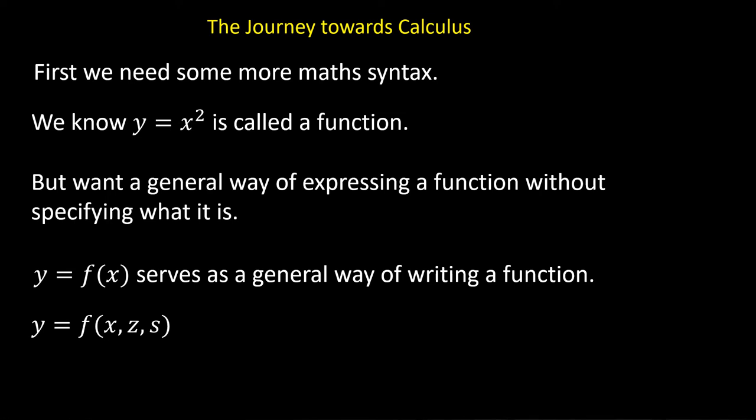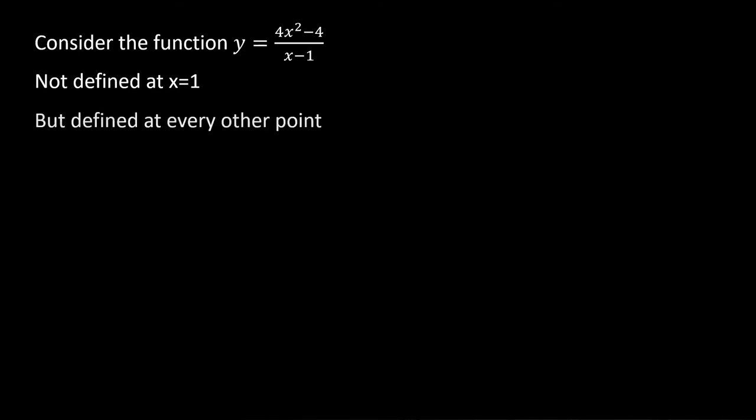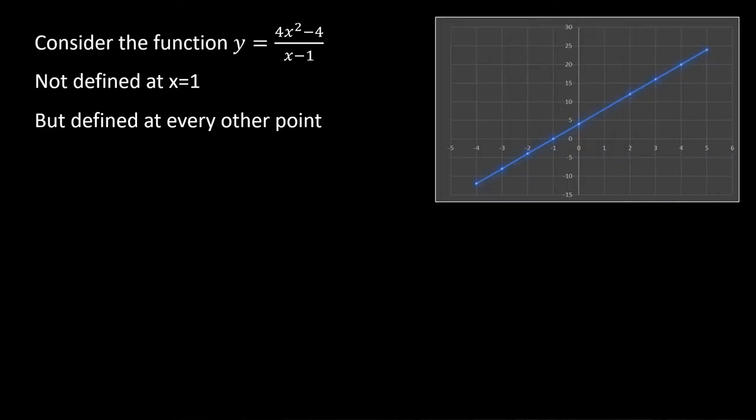We are now going to consider the function y equals (4x squared minus 4) divided by (x minus 1). This function is not defined when x equals 1 because the denominator of the function is 0. And as we have learned previously, you cannot divide by 0 because anything multiplied by 0 equals 0. However, with the exception of that one point, the function is defined throughout the rest of its domain, and a plot of the function looks like a straight line with a single missing point at x equals 1.